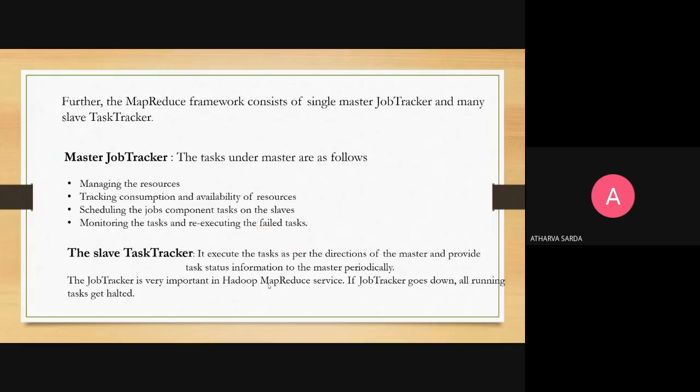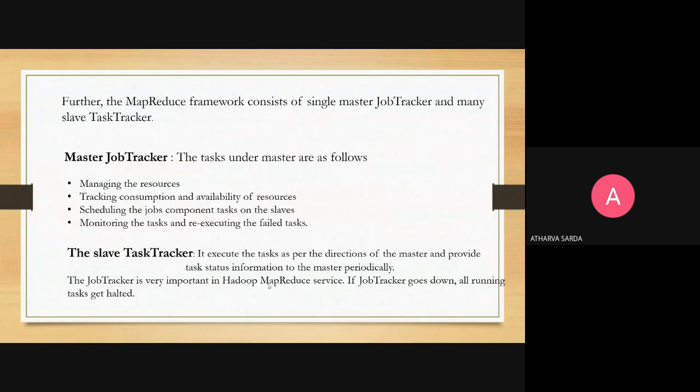The MapReduce framework consists of a single master job tracker and many slave task trackers. There must be someone to give the orders and the others follow, isn't it? It also happens with us many times. The staff in our college gives us work and we follow it.